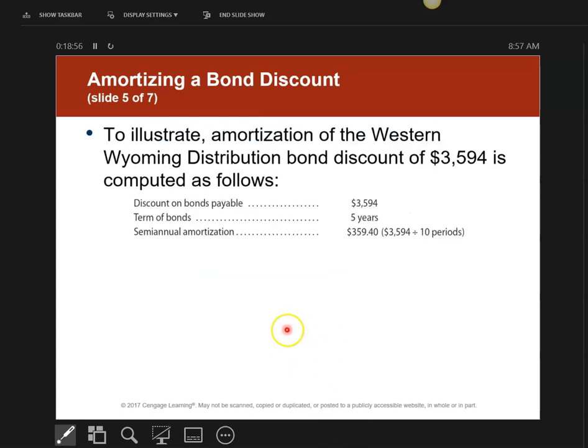So here we go. Here's our data. Discount on bonds payable has a debit balance of $3,594. It's 5 years times twice a year, so we have 10 periods. So I'm going to take this amount, divide it by 10, and every time I send you a payment, I'm going to credit 1/10 of it off for the interest.